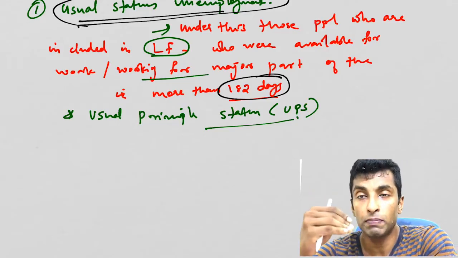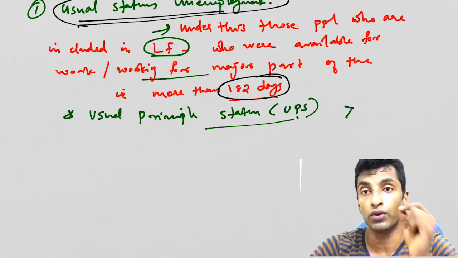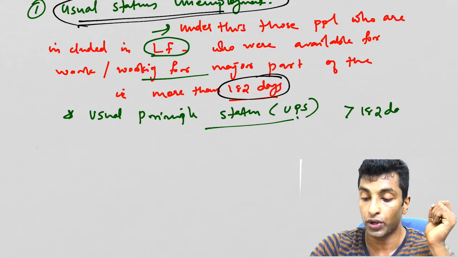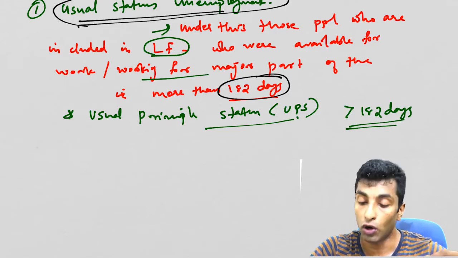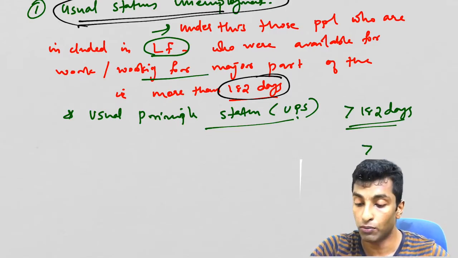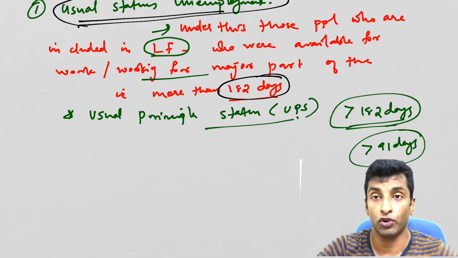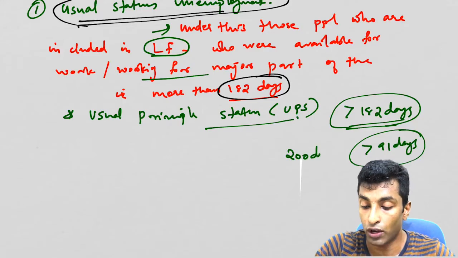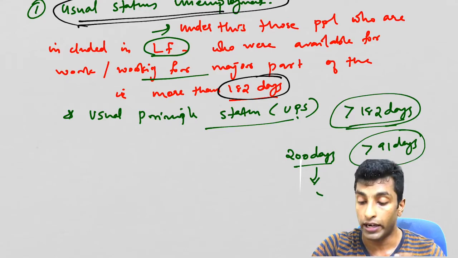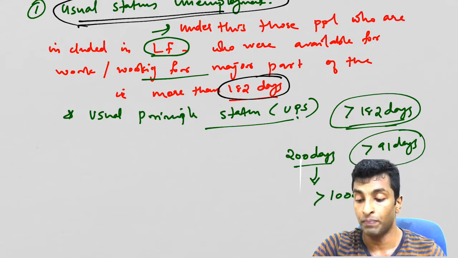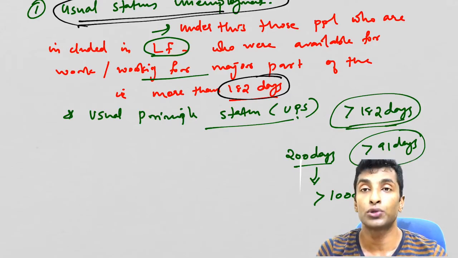So first you need to be part of the labor force. To be part of the labor force, you need to be ready to work for more than 182 days. And then you should be getting a job for more than half of this. That means more than 91 days you should be getting a job. And it is not necessarily 182. You may be willing to work for 200 days. So if you are ready to work for 200 days, you will be considered employed when? If you are getting a job for more than 100 days. If you are getting less than 100 days, you are considered unemployed as per usual principal status.